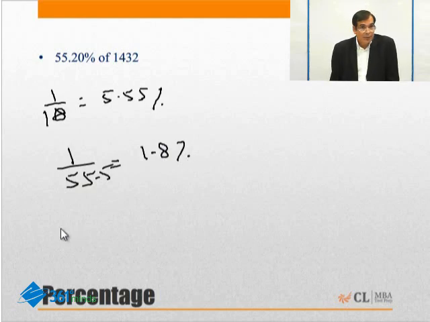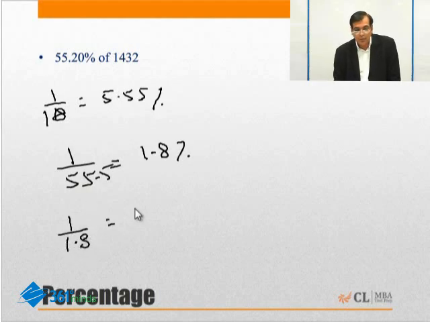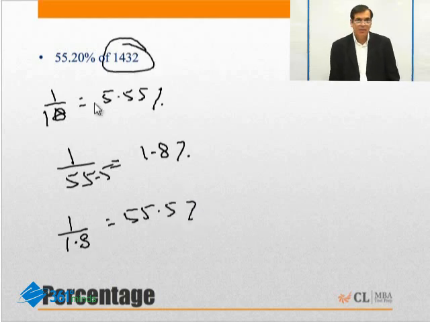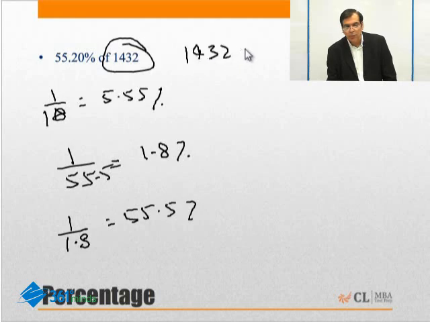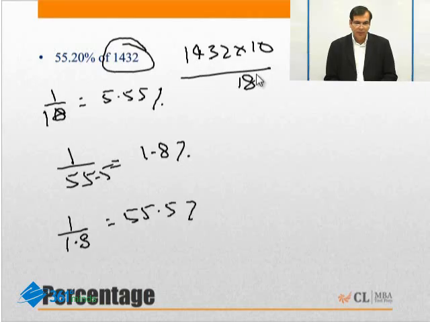So can you use it here? Just think it over. Maybe there's a way of using this also out here. So if 1 by 18 is 5.55%, 1 upon 1.8 should be equal to 55.5%. So you need to do 1432 into 10 upon 18. You'll get the answer. Okay. Here again I have applied the concept of reciprocal, which we have talked about earlier also.